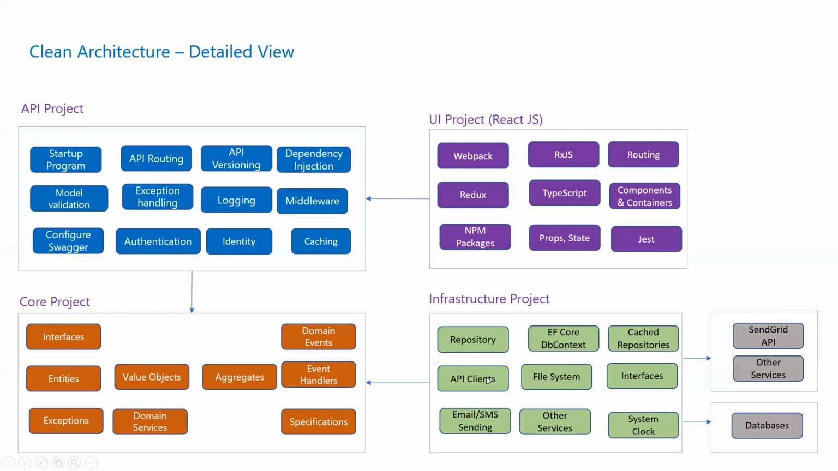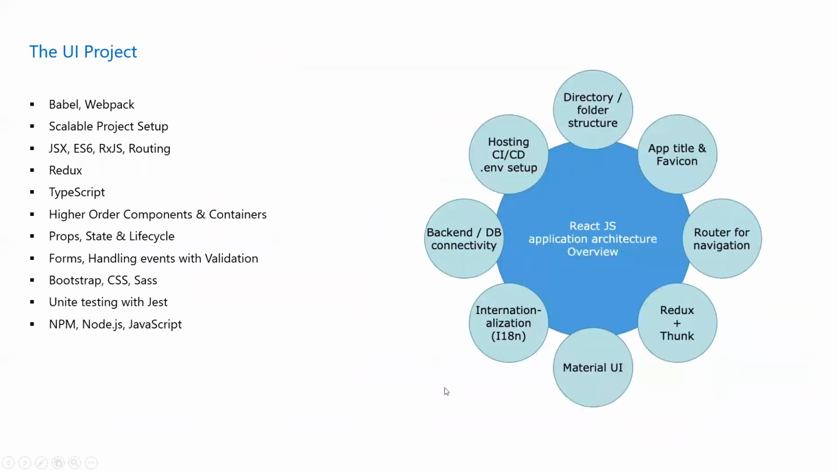And if you have other microservices calling the other microservices, that's the API client. And then if you are talking to any external file systems, like a blob or any other file systems, that will come here. And all your additional interfaces, these interfaces are different than this interface. Also email or SMS sending, other web services, these are the kind of things that will be implemented in the infrastructure. Now moving to the UI project.